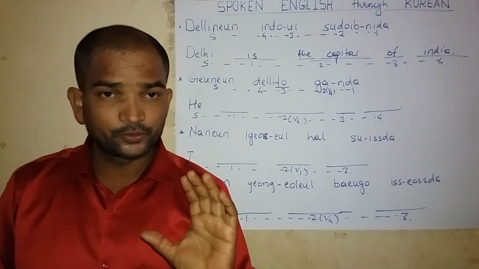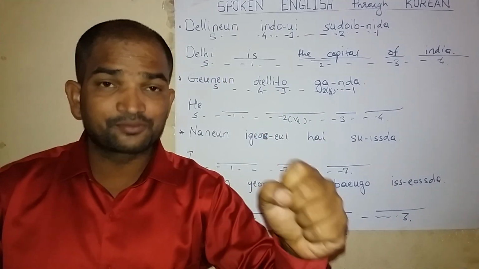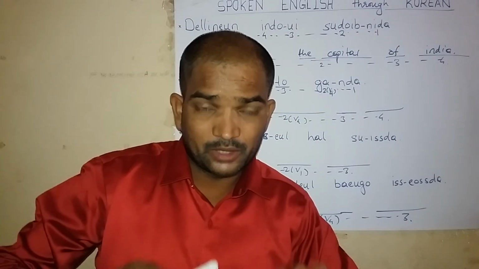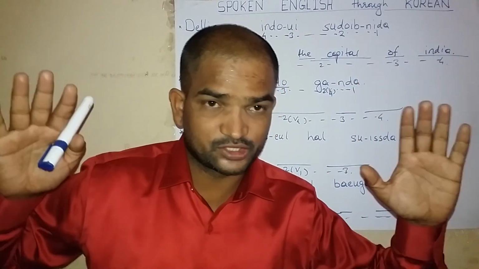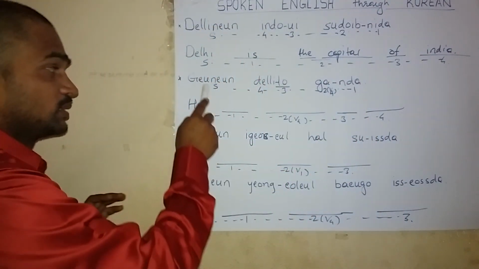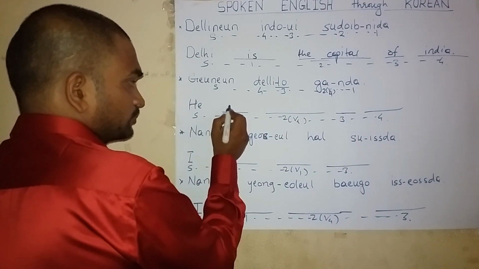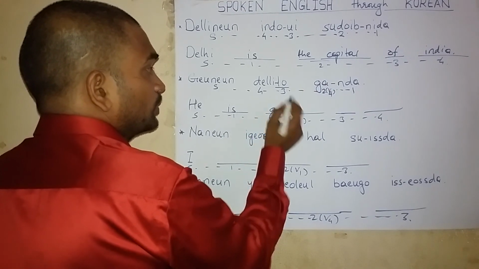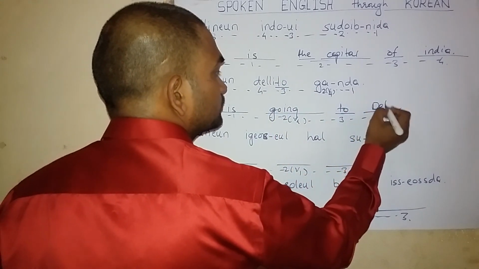Now pause the video and try to speak the sentence in English orally about 100 times, and while trying orally, try to type in the comment box with your fingers. Now start. The word for Gyunyon is "he". The word for da is "is". The word for ga is "going". The word for lo is "to". The word for Delhi is Delhi.